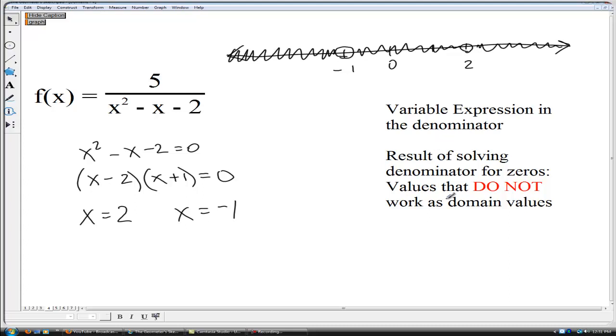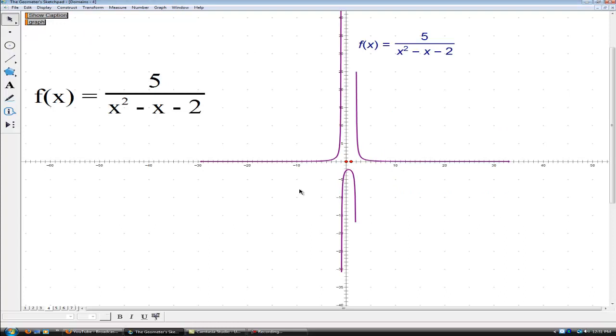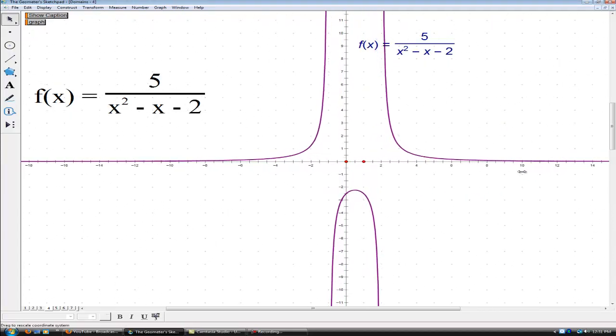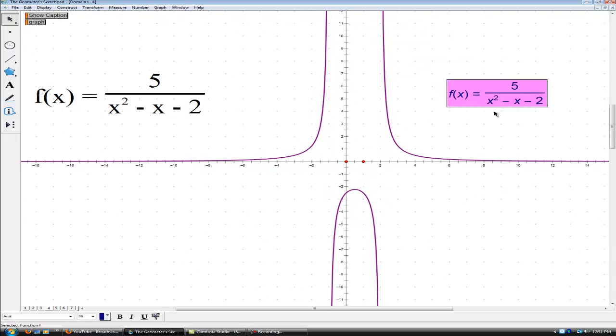Now usually these also indicate the location of asymptotes, vertical asymptotes in the graph. They could also give us holes in the graph. Either one of those is possible. And here is the graph. We can see that there are two vertical asymptotes. One is at x equals 2, the other is at x equals -1.